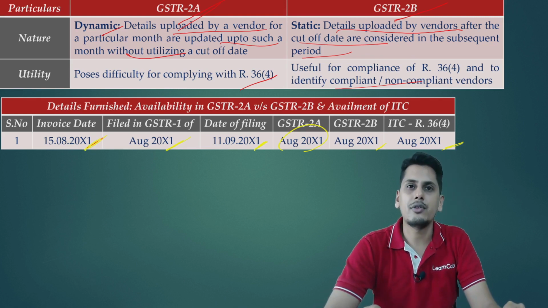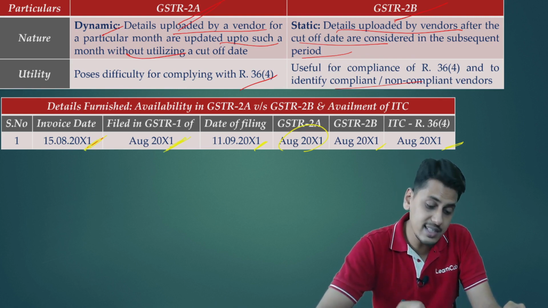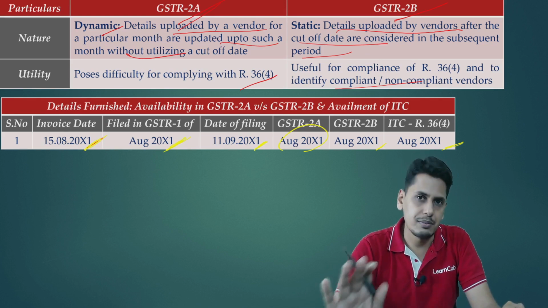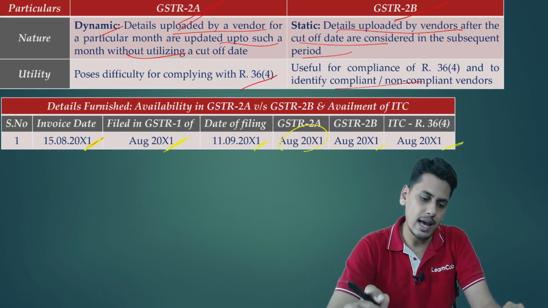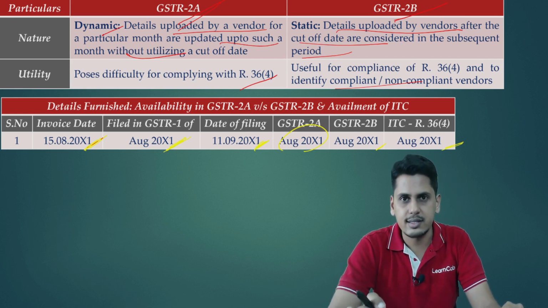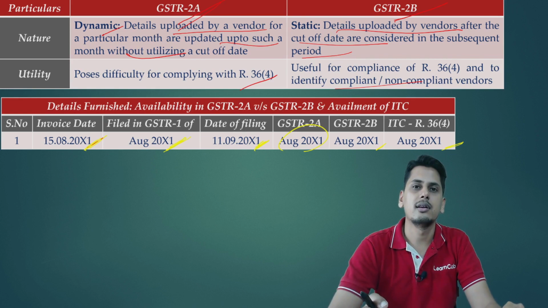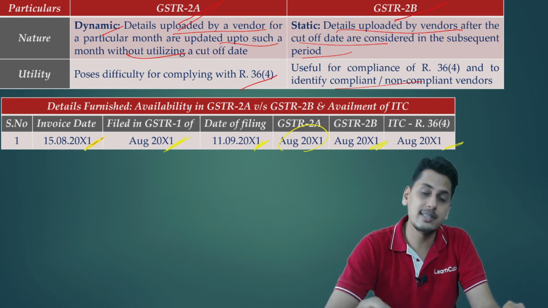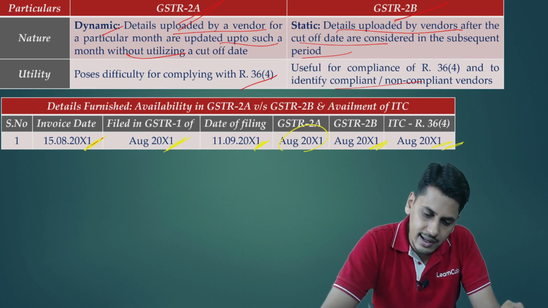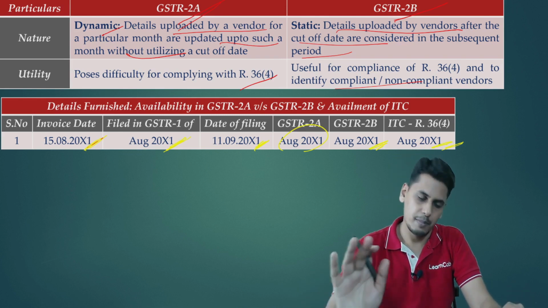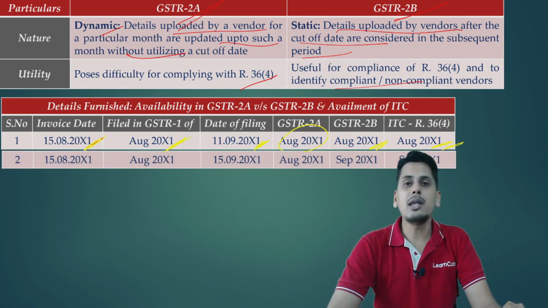Invoice dated 15th of August. It is filed in GSTR-1 of August. What is the due date of August month? The due date of August month happens to be 11th of September. Is it filed by the due date? Yes. So it will appear in GSTR-2B of August. Accordingly, credit can be taken in August month's return. Are we clear? Fine. Example number 2.